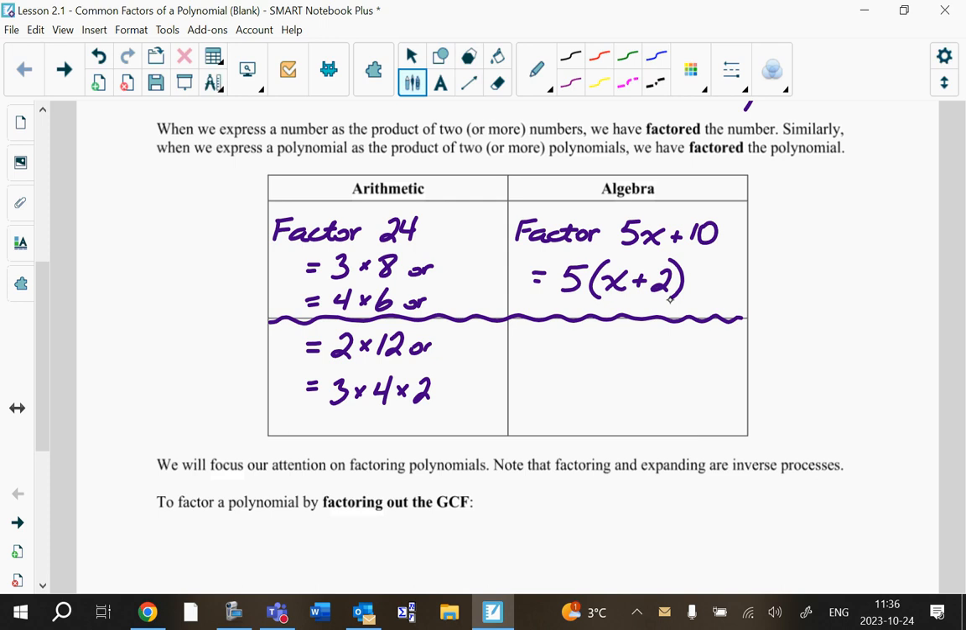Okay? I mean, you guys have been doing the multiplying since last year and reviewing it this year. Now we're going backwards. Now we're taking an answer and we're saying, okay, what multiplies to get that answer? That's the whole idea of factoring. And it helps us solve many types of problems that we will see later on.